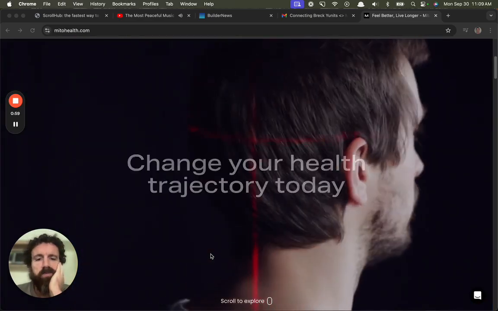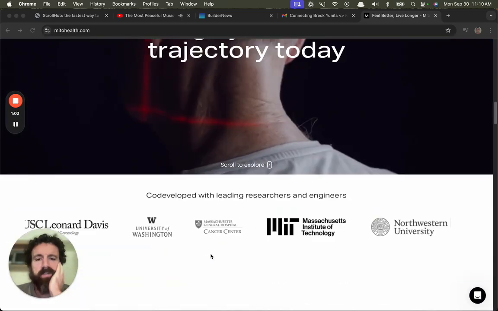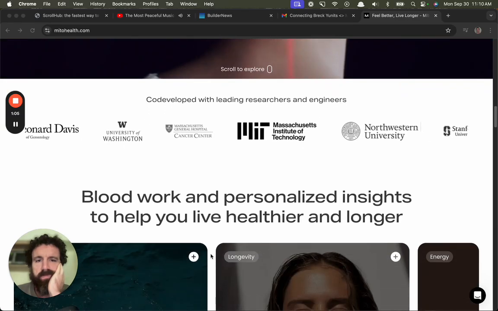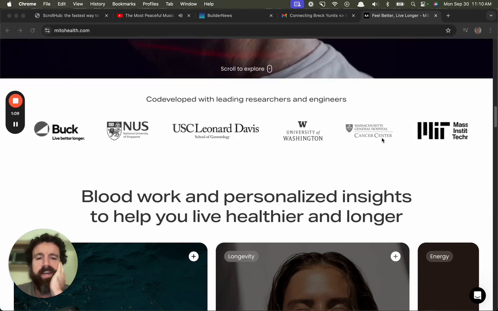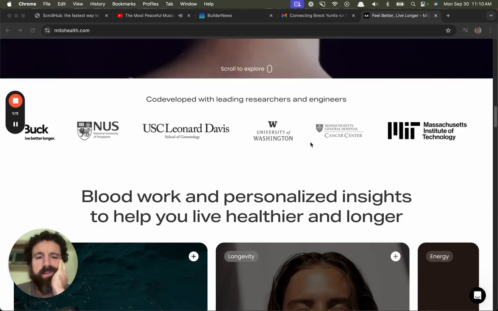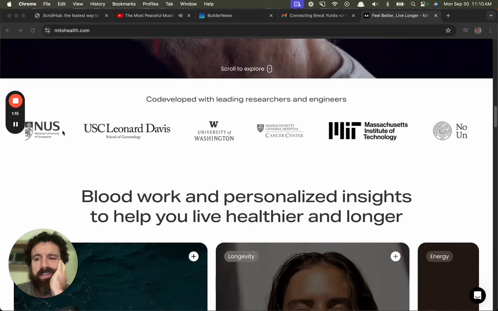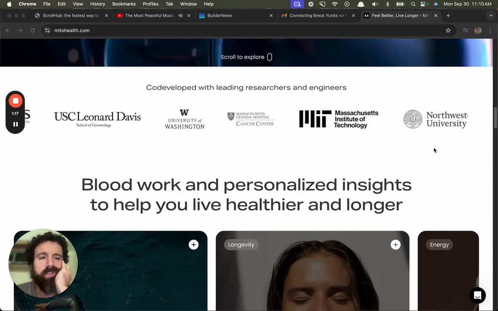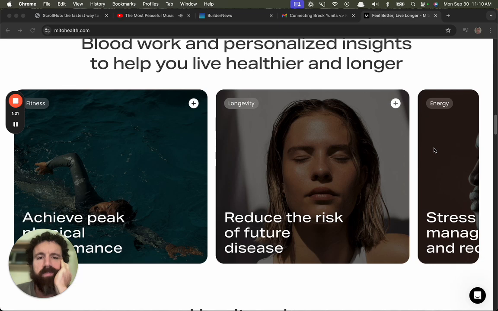Scroll to explore. Oh, it got bigger. Change your health trajectory today. I want to slow that down. What does that look like? Co-developed with leading researchers and engineers. We're using like a marquee tag. MIT, UW, MGH, USC, Singapore, Northwestern. Blood work and personalized insights to help you live healthier and longer.